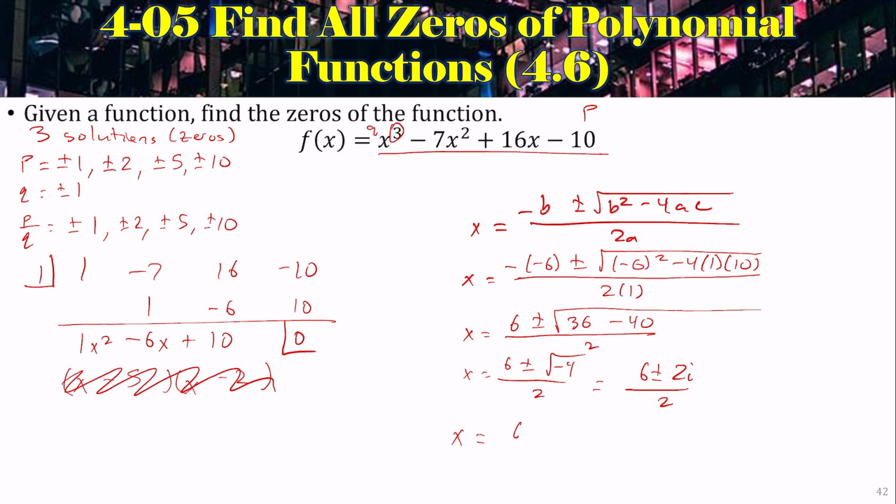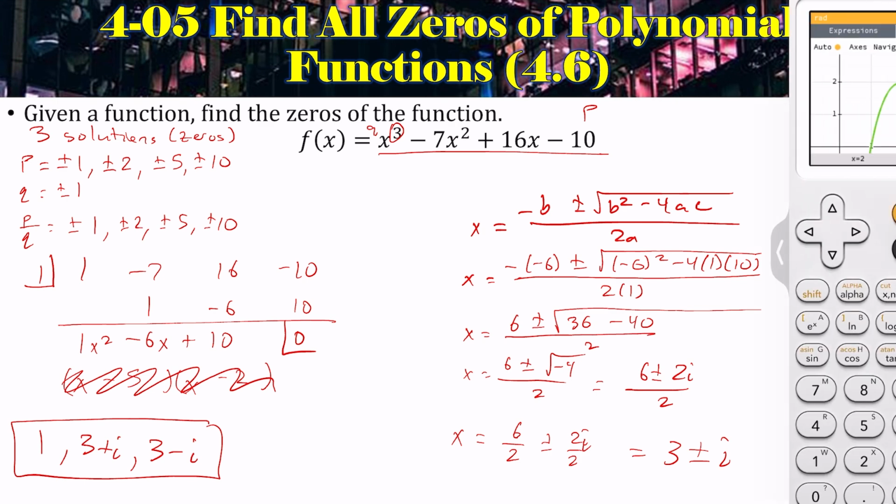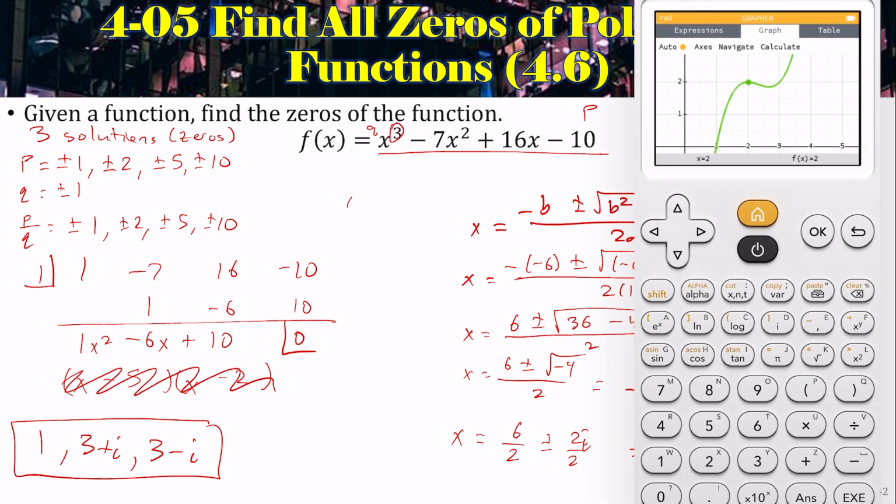Split it up, so it'll be 6 over 2 plus and minus 2i over 2, or 3 plus and minus i. So our answers are 1, 3 plus i, 3 minus i. 3 solutions, 3 zeros. Notice on our graph where it starts to come back towards the x-axis right here, that is where the two imaginary solutions are.